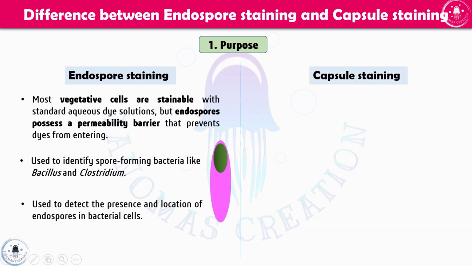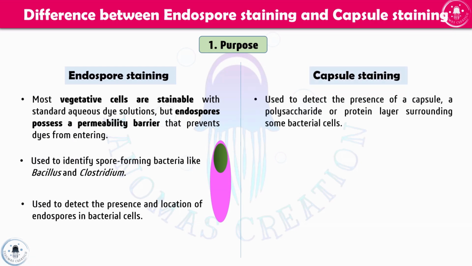Now in capsule staining, this is used to detect the presence of a capsule. What is a capsule? It is a polysaccharide or a protein layer that surrounds some bacterial cells. You need to remember that not all bacterial cells possess a capsule. It is possessed by only some bacterial cells, and it is made up of polysaccharide or a protein layer.